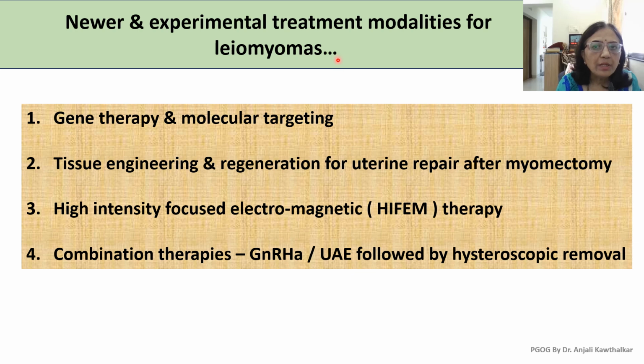Newer and experimental treatment modalities are gene therapy and molecular targeting. This is emerging, but it is still under experimental domain. Tissue engineering and regeneration for uterine repair after myomectomy. High intensity focused electromagnetic therapy and combination therapies such as using GnRH analogs alone or uterine artery embolization so that there is reduction in the size of fibroid followed by hysteroscopic removal.